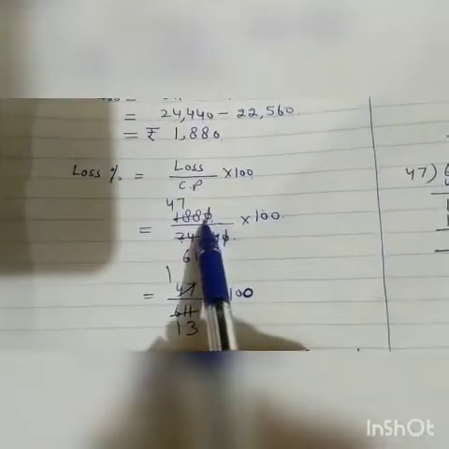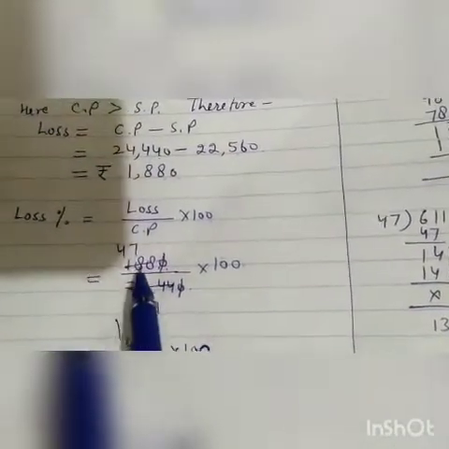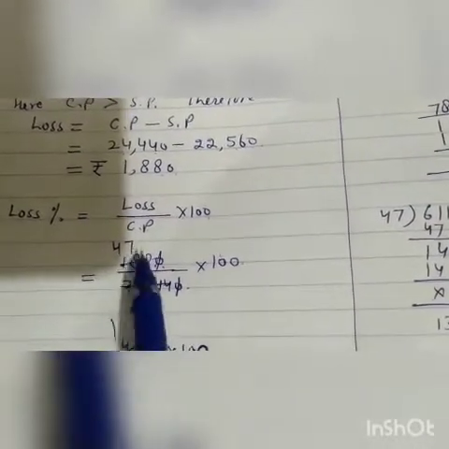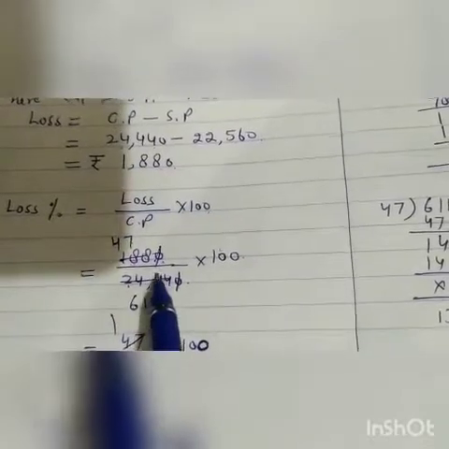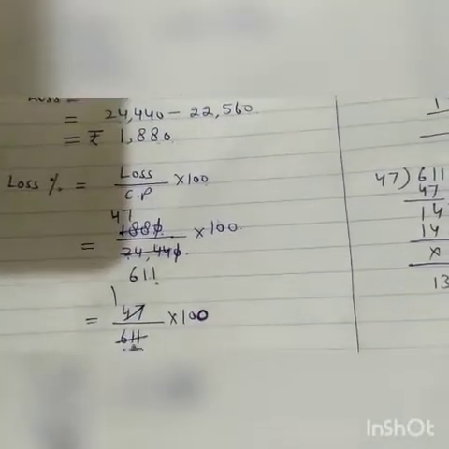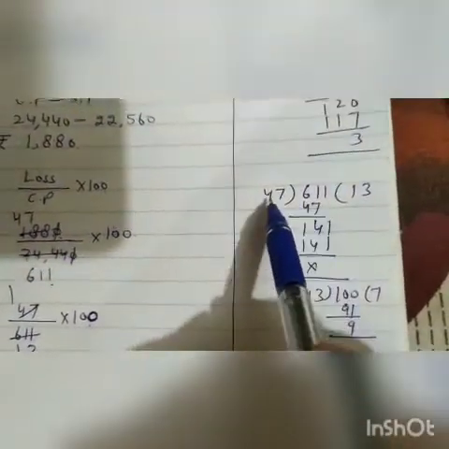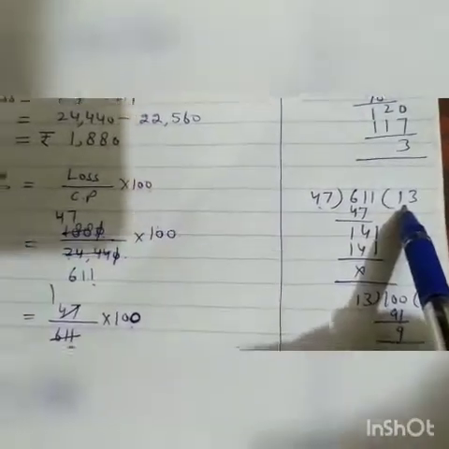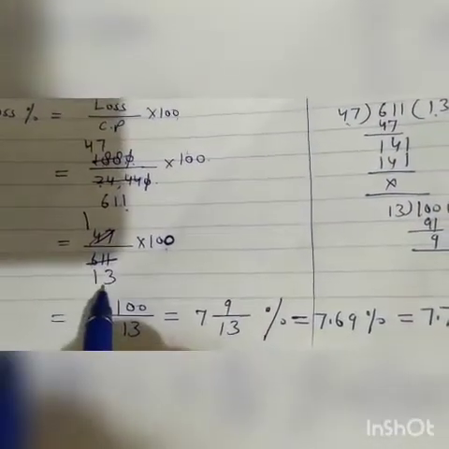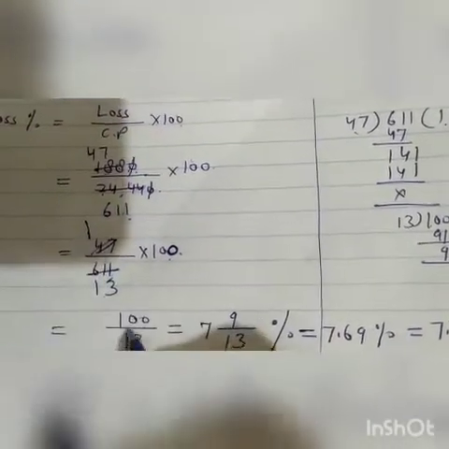0 0 cancel. Then 4 4s are 16, 2 remainder 28. 4 7s are 28, 4 6s are 24. 4 1s are 4, 4 1s are 4. 47 upon 611 into 100. When we divide 611 by 47, we get 13. So 47 1s are 47, 47 13s are 611, into 100. 100 upon 13.